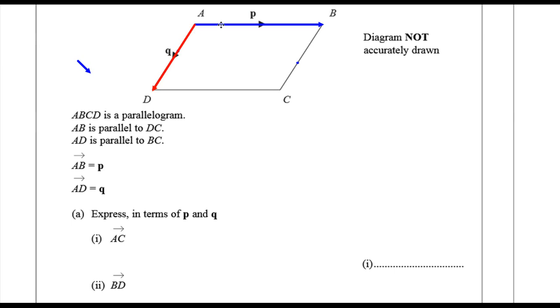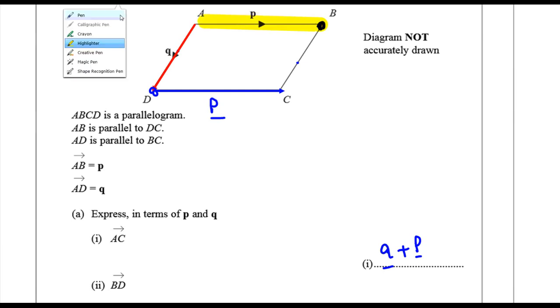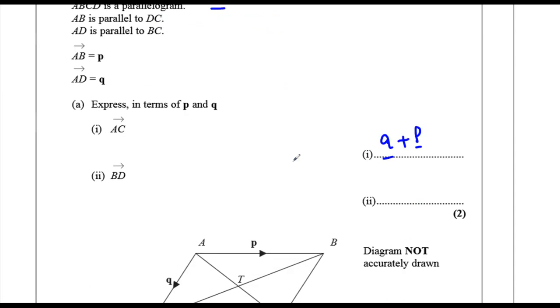Well, if you go down to D and then across to C, you've gone Q plus P. Okay, remember it's P. So Q plus P. Now B to D: down Q, across P. So from here to here. This time we have to go backwards along P, so it's minus P plus Q. If you want, you can write it the other way around. Minus P plus Q is all I'm going to do.